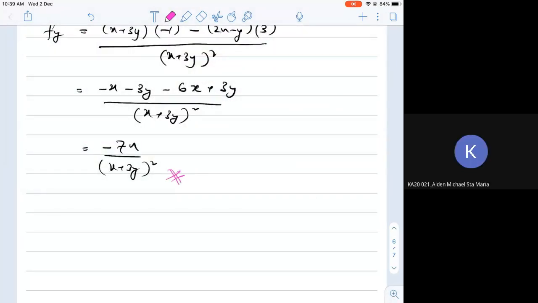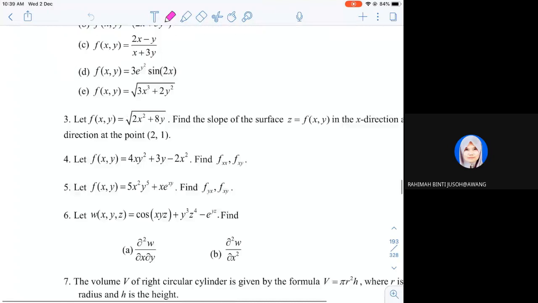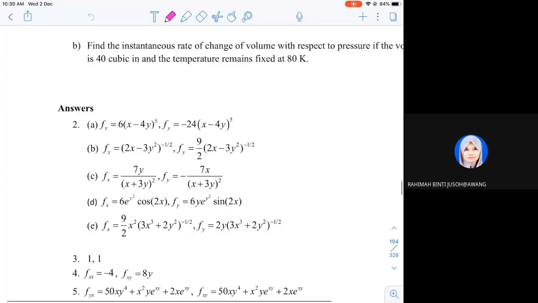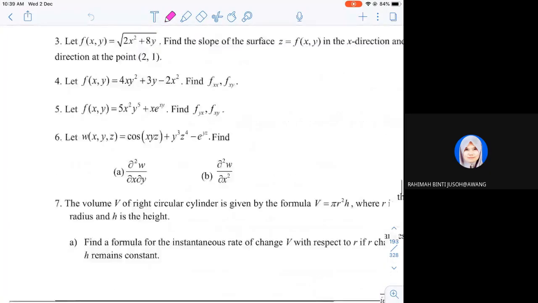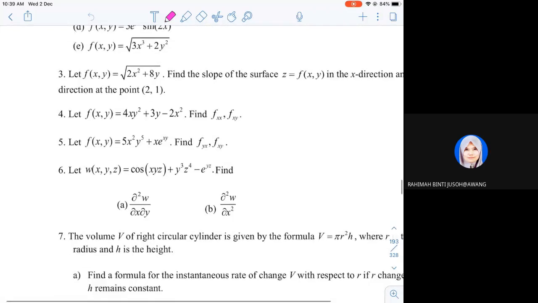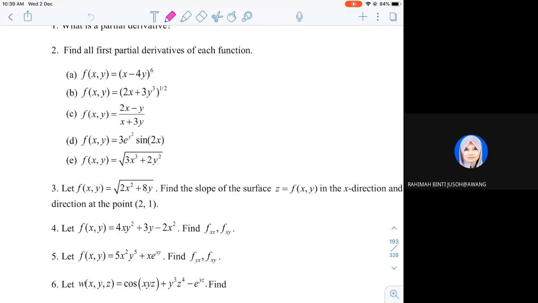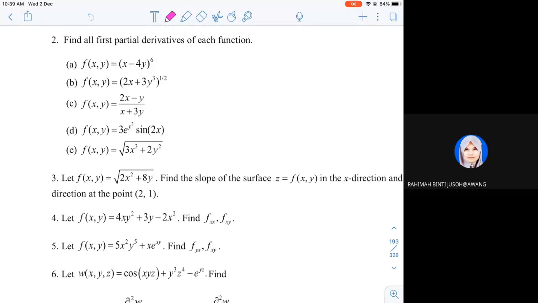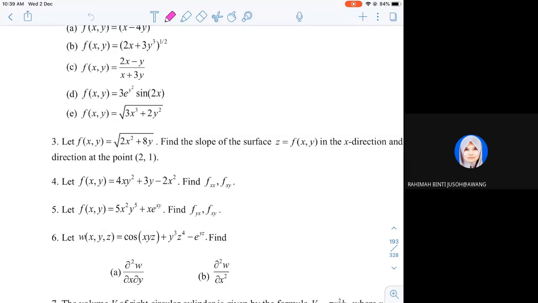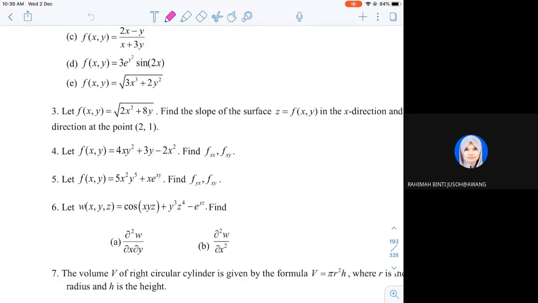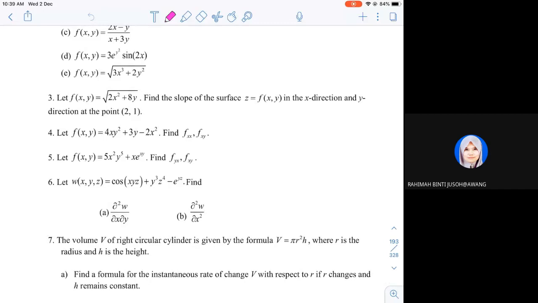Understand, guys? Yes. Okay, is the answer at the back correct? Alright, that's correct. So next, let us do the question number. That one is easy, it doesn't need the product rule, no need for you to use the product rule. Okay, let's do question number 3.